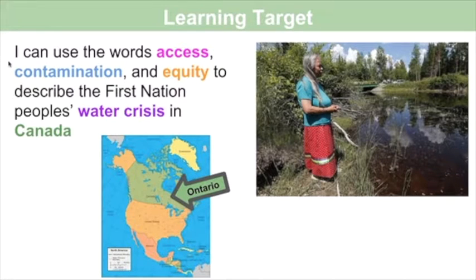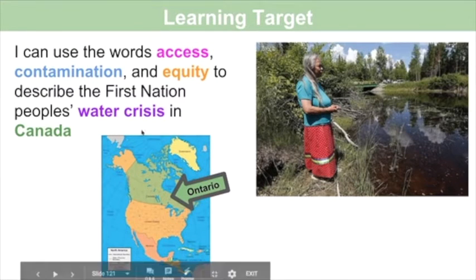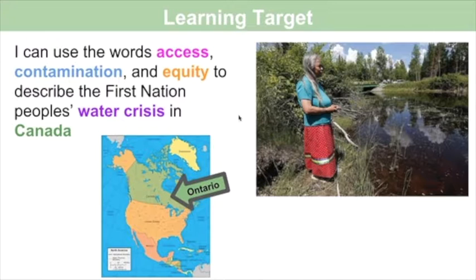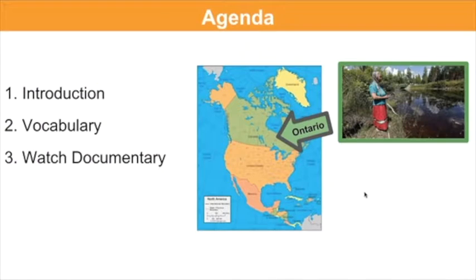Okay, your learning target for today. I can use the words access, contamination, and equity to describe the First Nations people's water crisis in Canada. Here's Canada. Here's the First Nations people. By the end of today, you should have finished both sides of that worksheet.